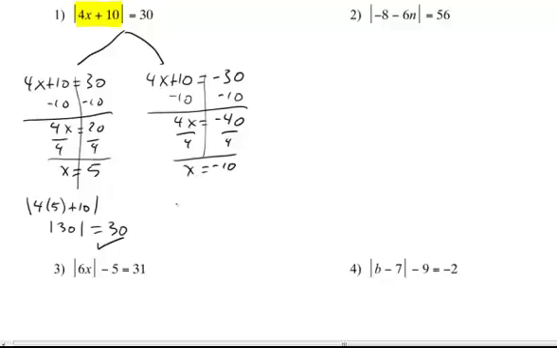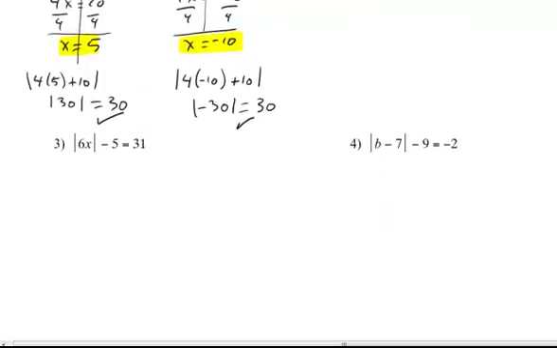Negative 10, so absolute value of 4 times negative 10 plus 10. 4 times negative 10 is negative 40, plus 10 is negative 30, but it's an absolute value, so that means that it's equal to 30. Check. So my two solutions are x equals 5 and x equals negative 10.